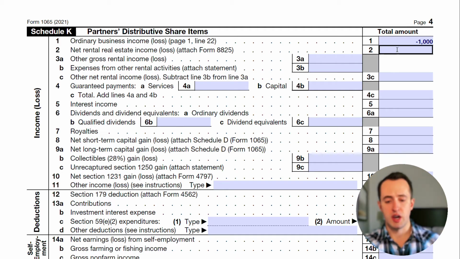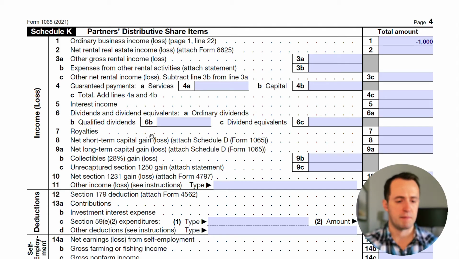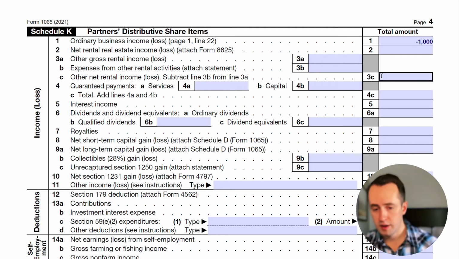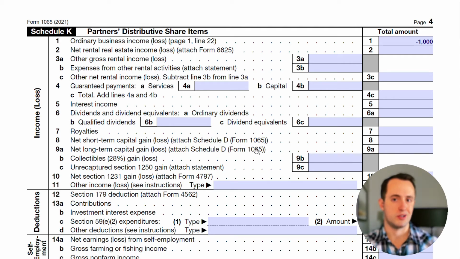Continuing down here, none of these other items should really be filled in. A lot of these deal with real estate. You have capital gains, whether it's short-term or long-term, collectibles, which also fall into a separate category of capital gains. It shouldn't be filled in for the majority of people here. If you are filling in these items, I would recommend talking to a tax professional.